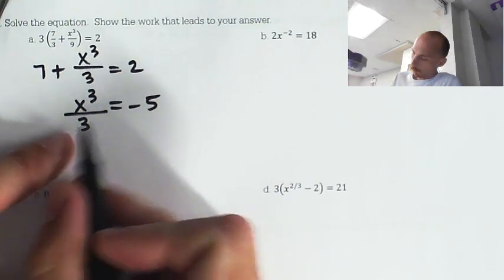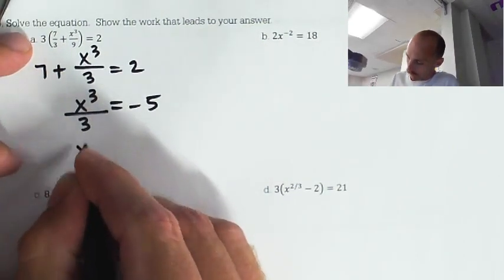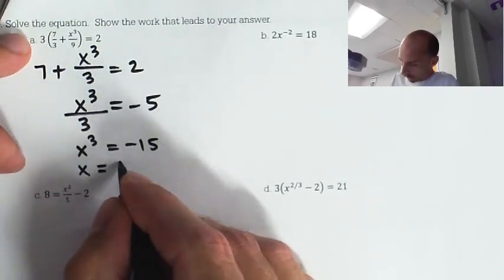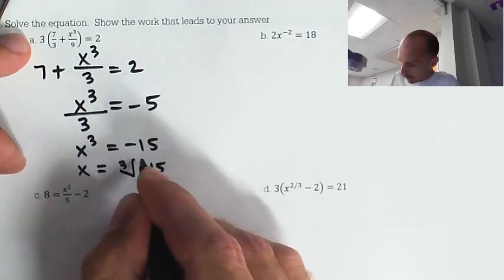And then I'm going to multiply both sides by 3 to isolate the x cubed. X cubed equals negative 15. And then I'll take the cube root of both sides. So x is the cube root of negative 15.